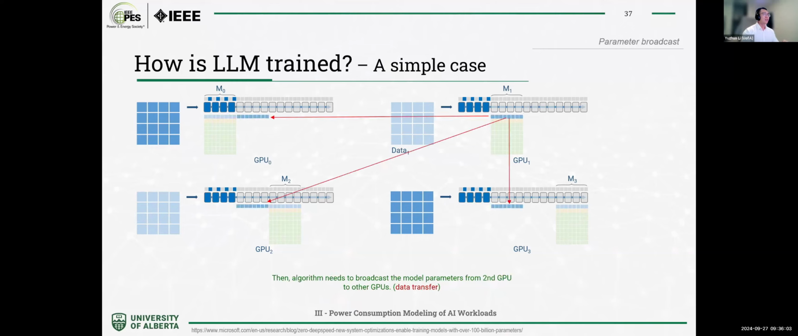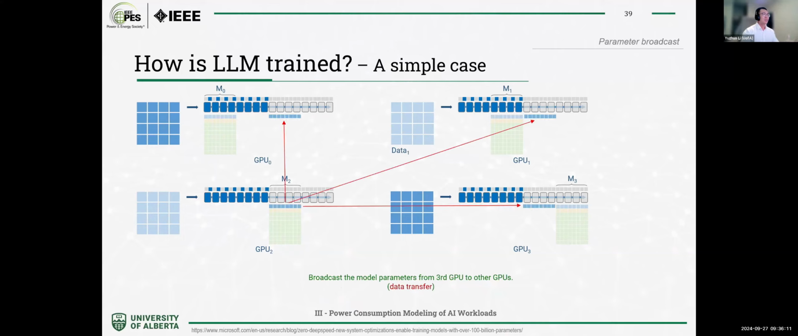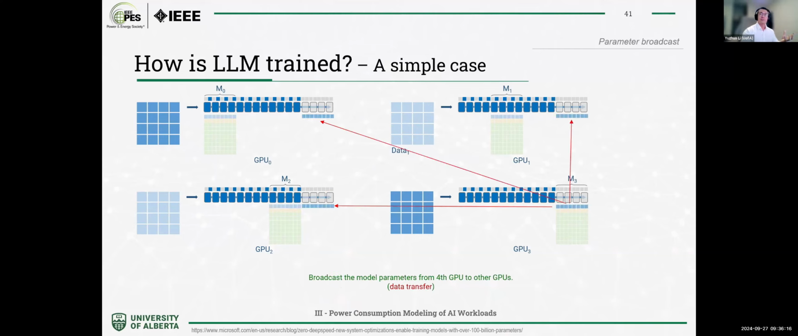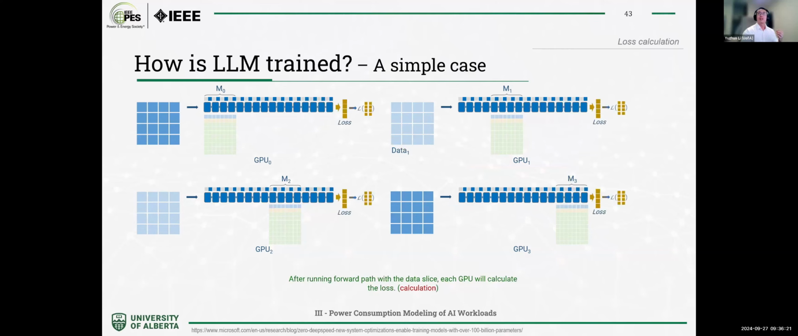So this will keep going, from the second GPU broadcasting the parameters to the others, and we do this forward calculation. And then the third GPU shares the parameters, and then the fourth GPU shares the parameters. So at the end, we can calculate the loss. Please notice this loss is actually related to a data slice. It's not complete. So what we're going to do is the back propagation process to calculate the gradients of the whole model.